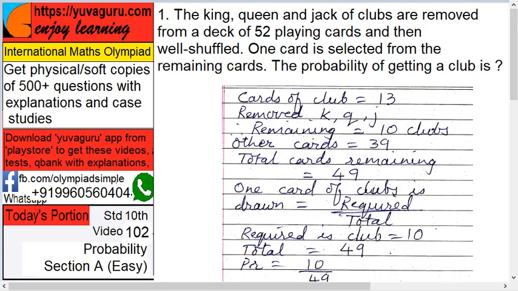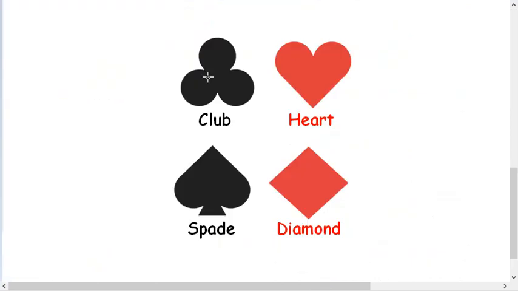Let's start. The king, queen and jack of clubs are removed from a deck of 52 playing cards and then well shuffled. One card is selected from the remaining cards. The probability of getting the club is, here these are the playing cards: club, heart, spade and diamond.